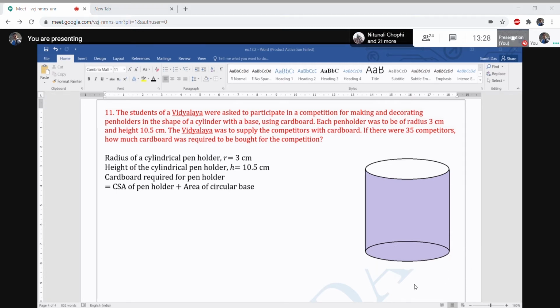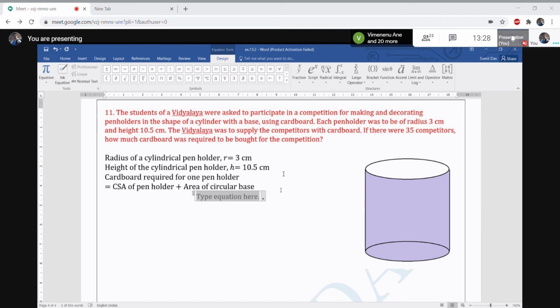So whatever is given, we are writing: the radius of the cylinder of the pen holder is given, r is equal to 3 centimeter. Height is also directly given, so you don't have to worry about anything. Height is 10.5 centimeter. Cardboard required for one pen holder is equal to CSA of the pen holder plus area of the base. Now we'll put the formula. CSA formula is 2 pi r h, plus area of the circular base.